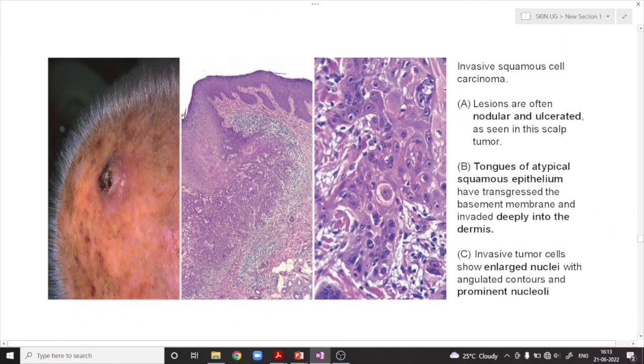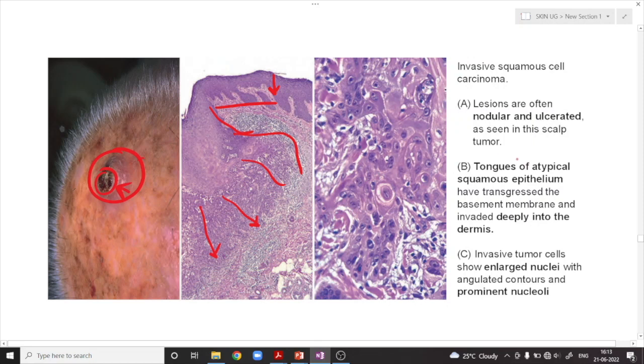So this is one diagram. As we can see, this lesion over here is nodular. It has been elevated from the skin surface, and it is also ulcerated. Okay, so squamous cell carcinomas are usually nodular ulcerated lesions. Now if you appreciate over here, this is the normal skin. Now over here you can see how the lesion has invaded the stroma, how it has gone down and has caused invasion.